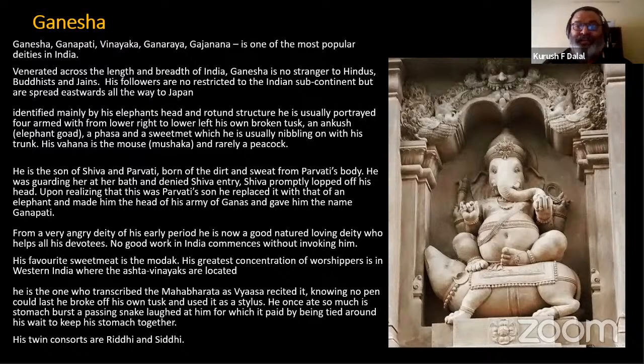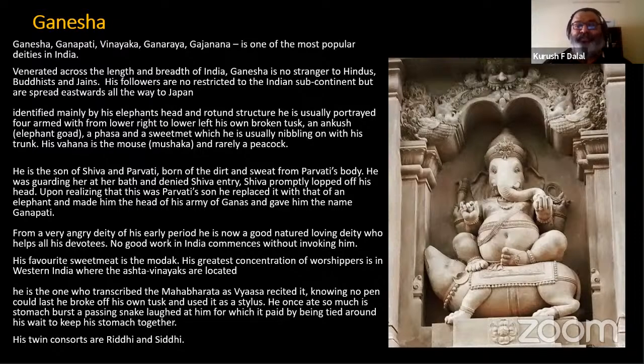He is shown with one tusk broken. Usually his trunk is towards his left, and this is considered his benign form. If his trunk is turned towards the right, his right, then that is considered a non-benign form. And in the earliest days, he was not the Vighnaharta that he is, but he was a Vighnakarta. He was not a very kind, benevolent deity, but a rather fearsome deity in his earliest form.